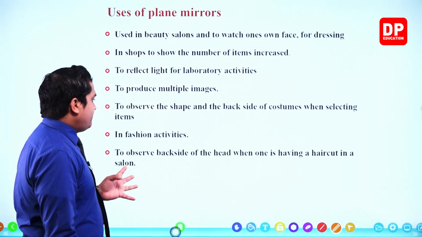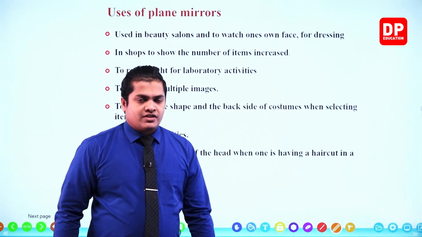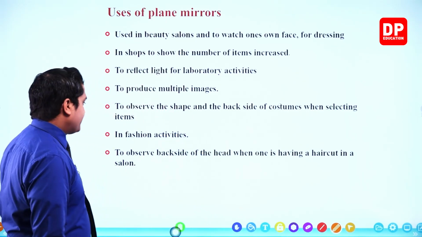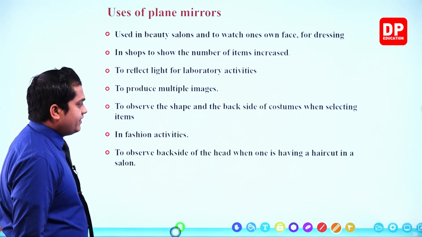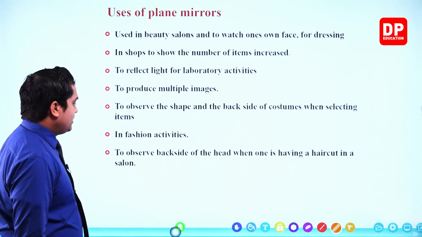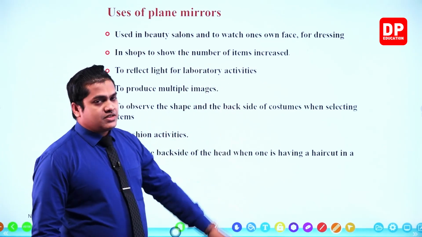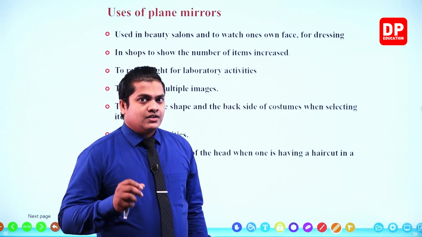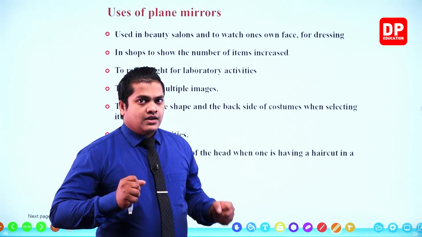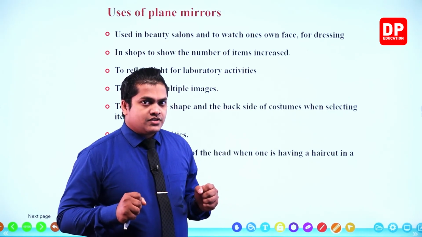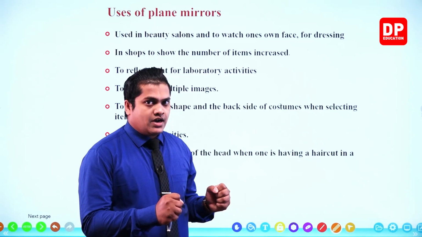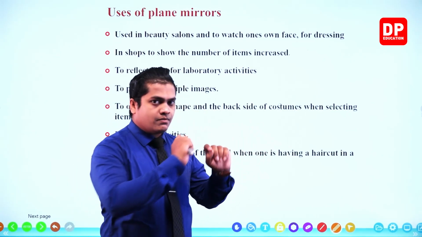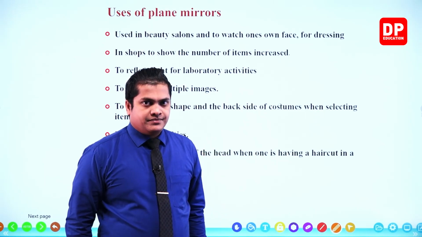Next one, in fashion activities. Simple, my dear children. In different fashion activities, we use plane mirrors. Next one, to observe the backside of the head when one is having a haircut in a salon. In salons, when you are getting a haircut, I think you have observed that the person giving the haircut places a plane mirror behind you, and that reflection is once again reflected to the front mirror, and you can observe it very clearly.